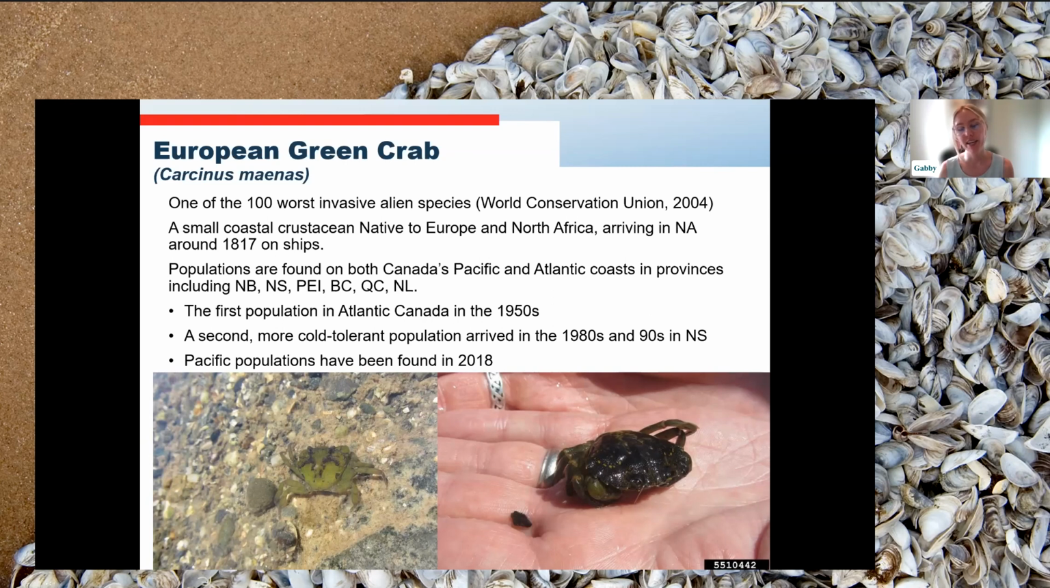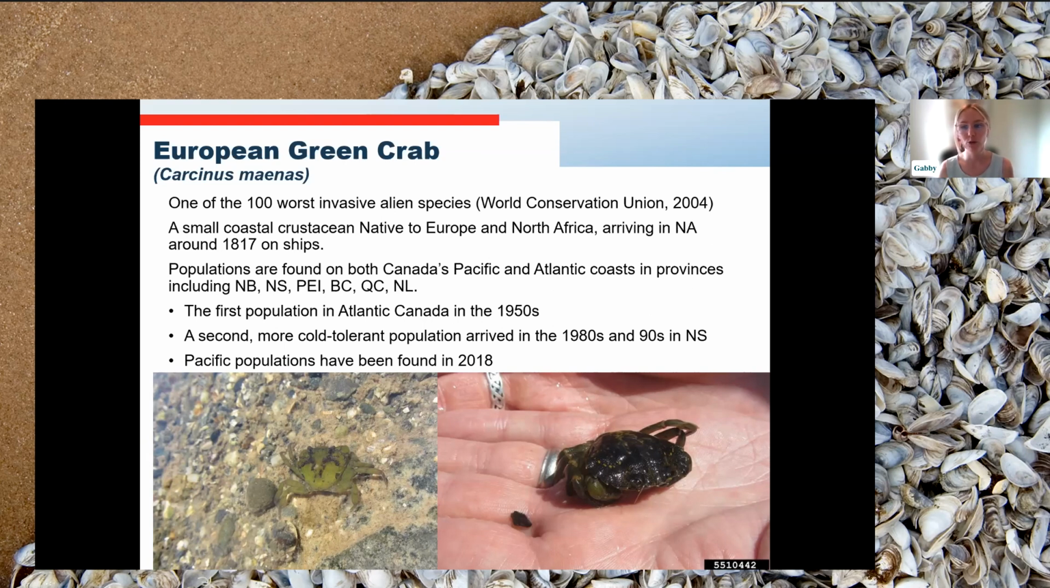As for ways to identify it, it can look fairly similar to our native crab species. It's also not always green. It can be a brown and yellowy color as well. Very resilient, very aggressive and territorial as well, and it feeds on a lot of different species.